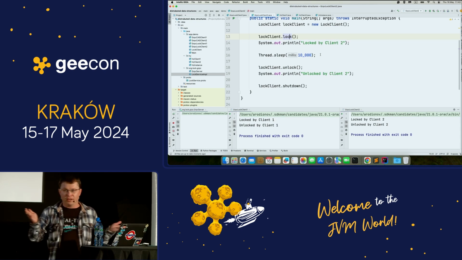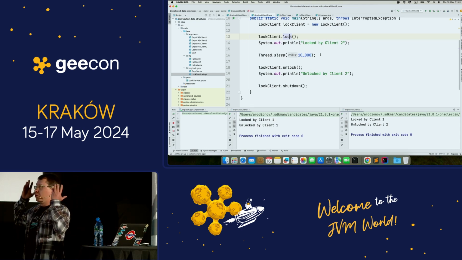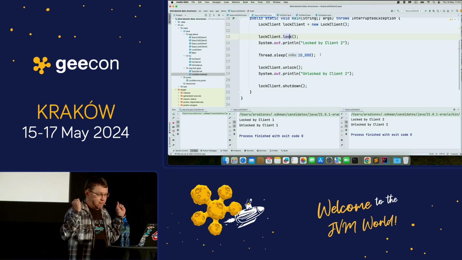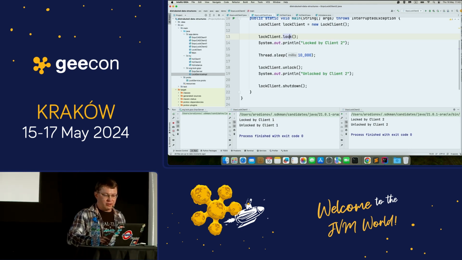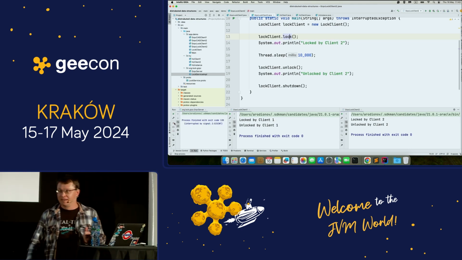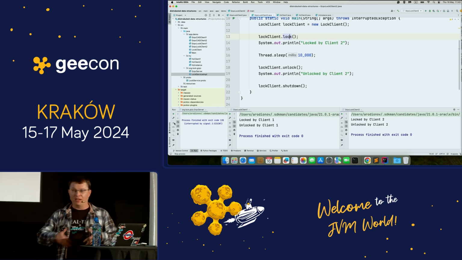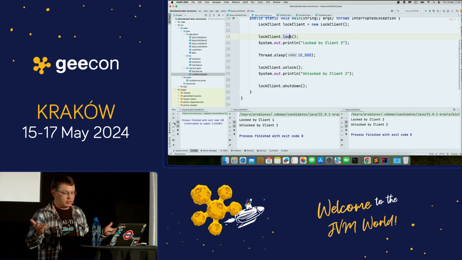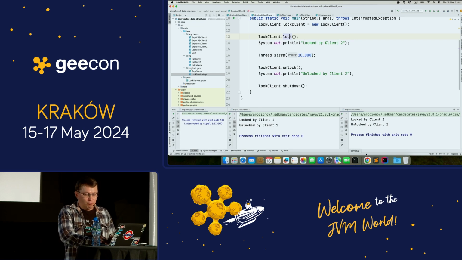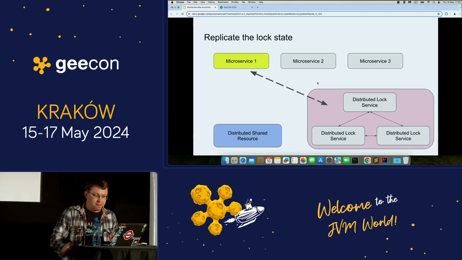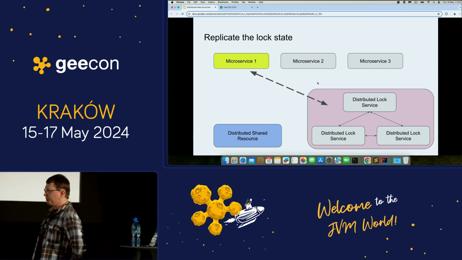So we have the situation when our two microservices take the lock simultaneously. What can we do in this case? In this case, we should provide some availability guarantees for our solution. How can we do this?